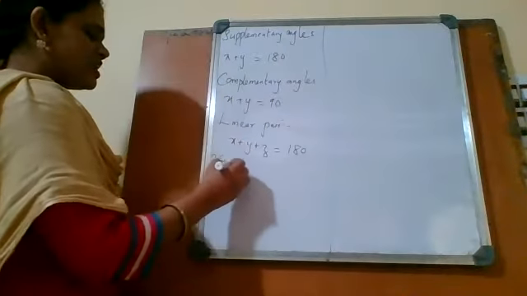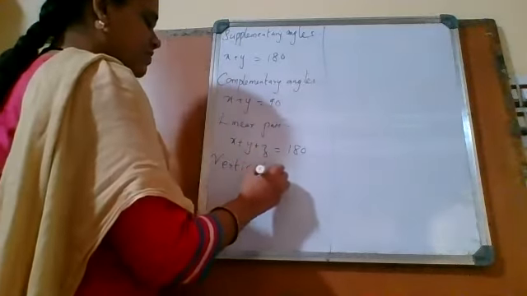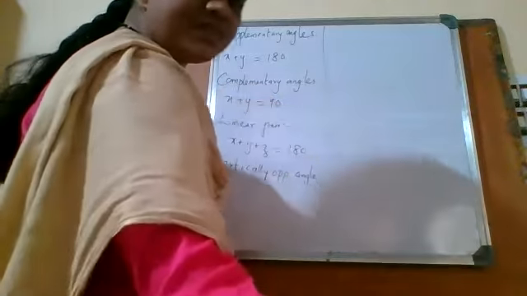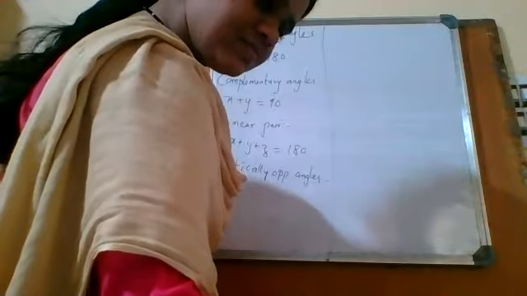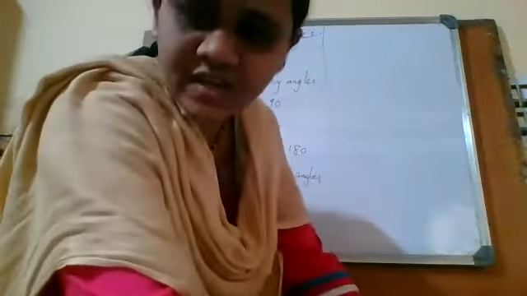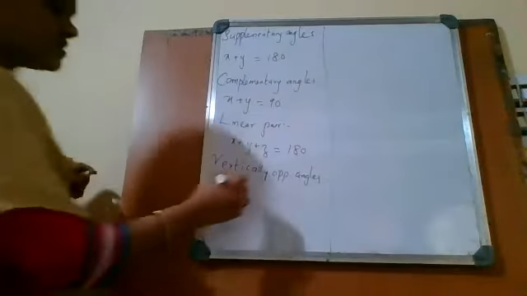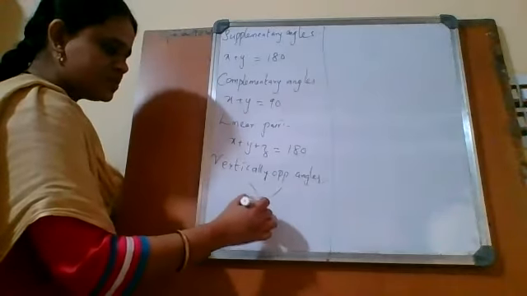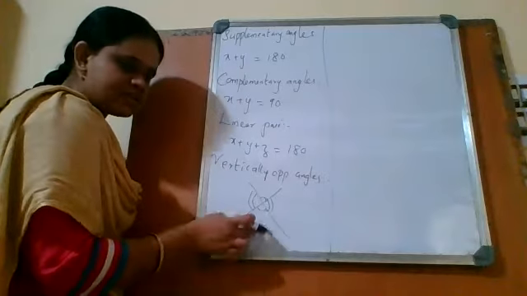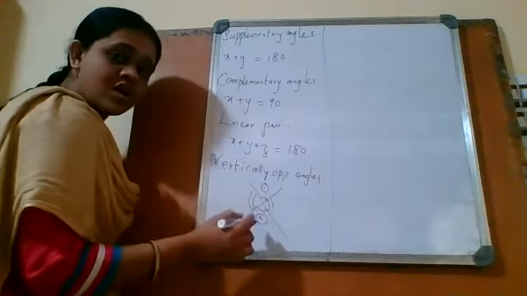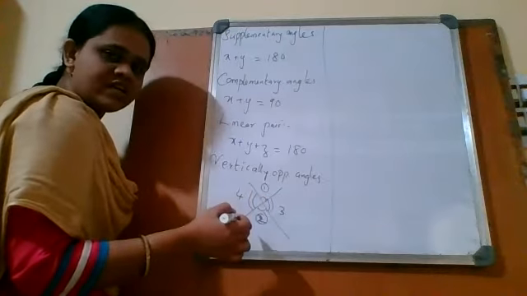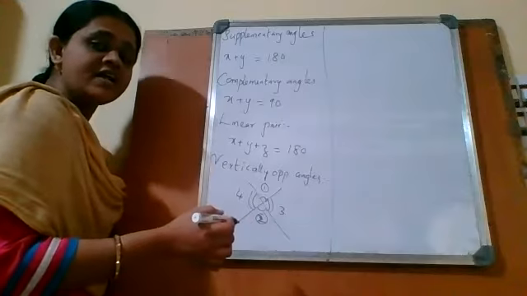Next, vertically opposite angles. What are the vertically opposite angles we have? Angles which are vertical to each other. It forms in this way. This is vertically opposite to this and this is vertically opposite to this. When two lines are intersecting, angle 1 and angle 2 are called vertically opposite angles. 3 and 4 are called vertically opposite angles and they are equal.